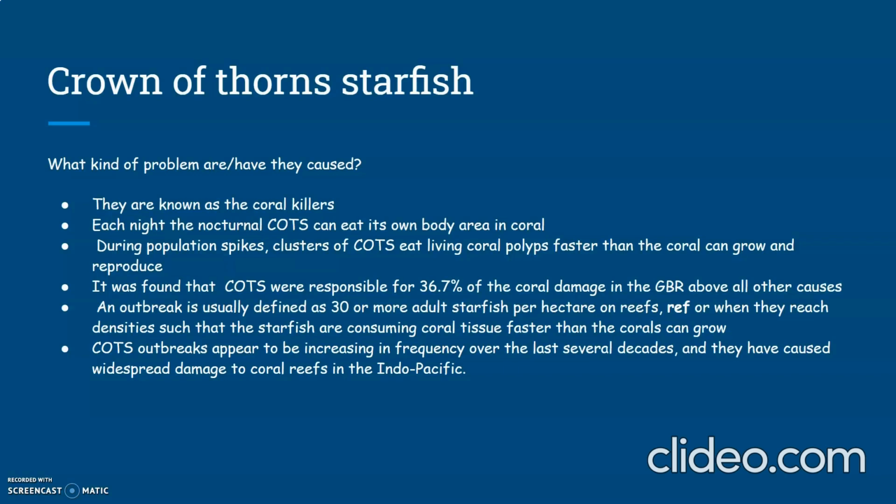Now, it was found that they were responsible for approximately 36.7% of the coral damage in the Great Barrier Reef, above everything else. And an outbreak of these starfish is defined as 30 or more adult starfish per reef. It doesn't matter the size of the reef, it's just 30 or more. Now, they appear to be increasing in frequency over the last several decades, and they have caused widespread damage to coral reefs in the Indo-Pacific.